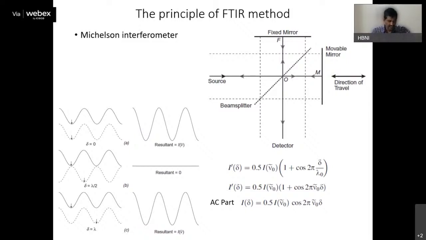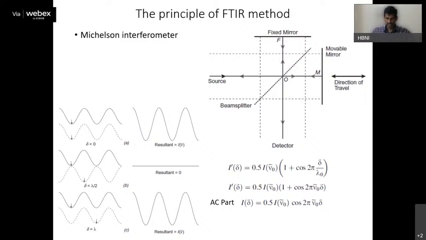If you further increase the retardation, then these two rays from the fixed and movable mirror are in phase, and again you get an intensity at the detector. So you can represent the intensity at the detector in terms of the retardation delta by this expression. Here you have delta, and it also depends upon lambda. 1 upon lambda 0 is nothing but nu 0 bar, which is the wave number in centimeter inverse. We are only interested in the AC part of the spectrum, so the DC part we can drop.